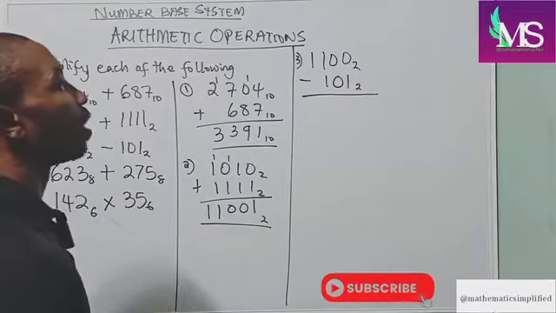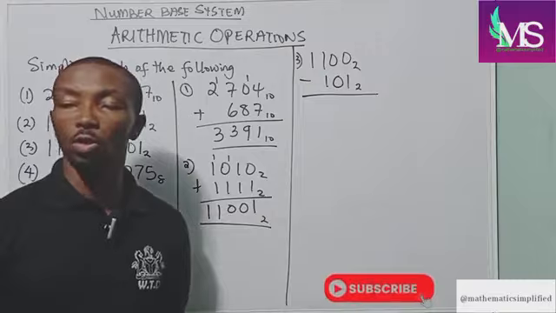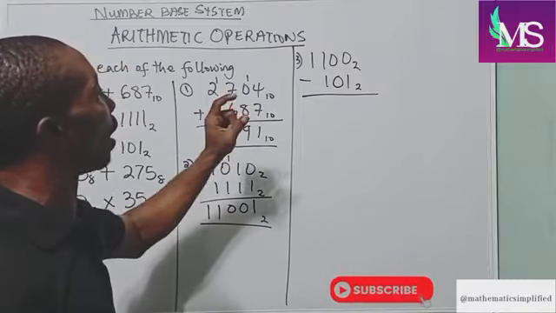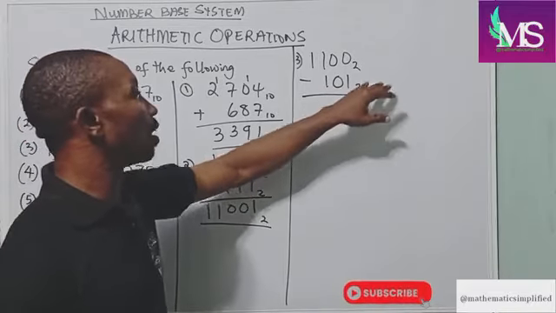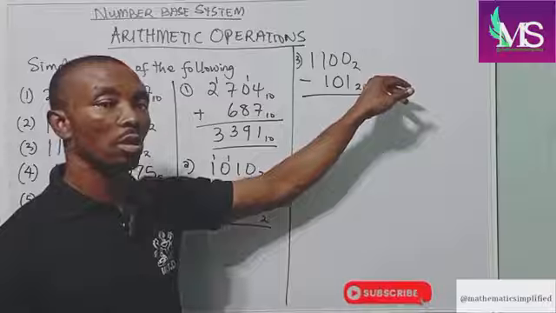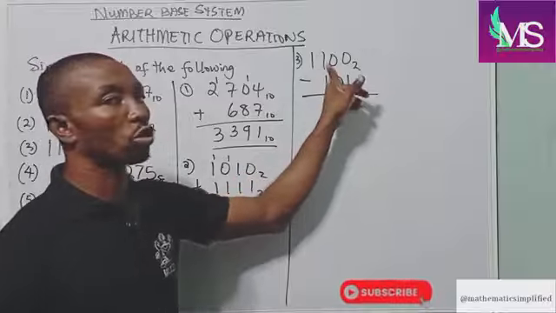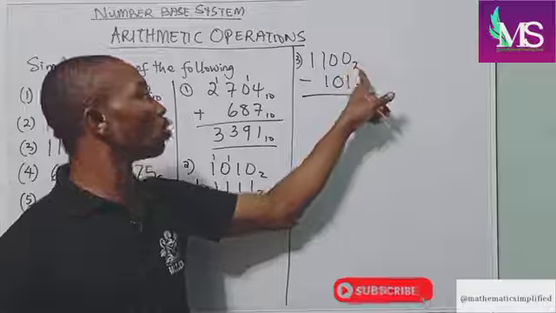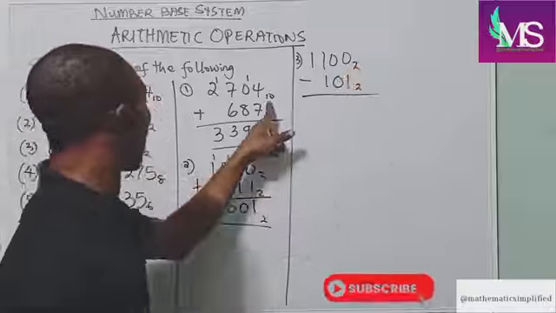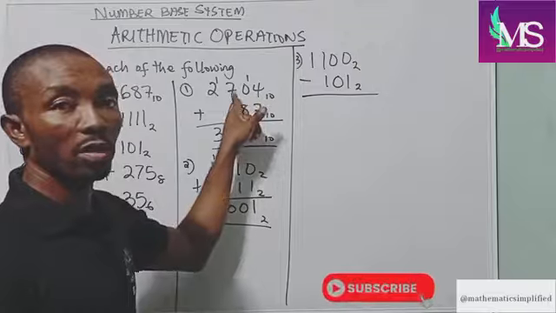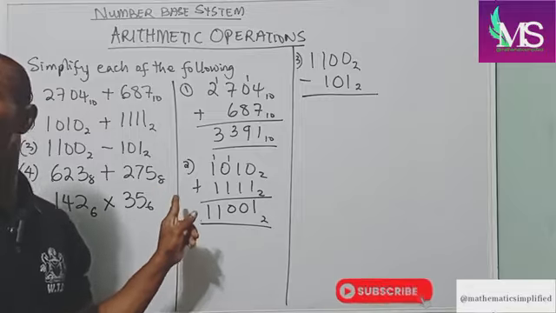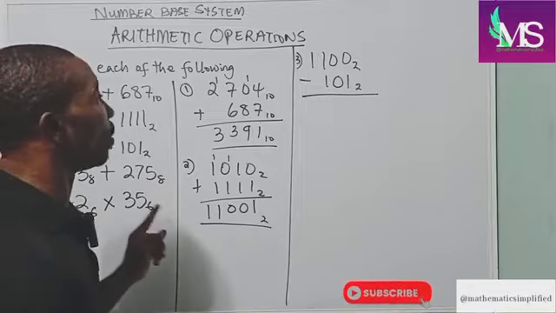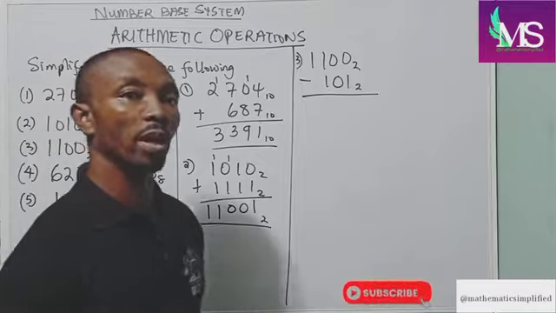Okay, now, if we borrow, please remember that whenever you borrow any number in any base, the number you borrowed is equivalent to the base. So if we are borrowing in base 2, the number we are borrowing will be 2. If we borrow in base 10, the number we borrow will be 10. If we borrow in base 8, the number borrowed will be 8. If we borrow in base 6, the number borrowed will be 6.